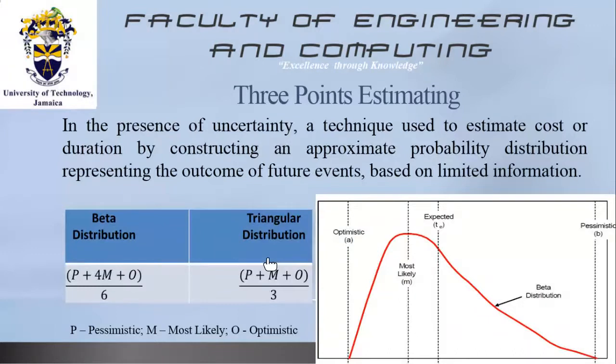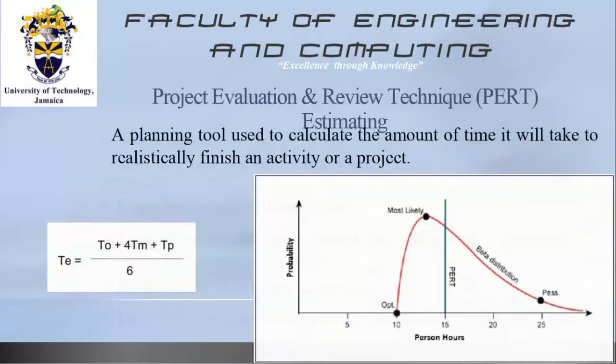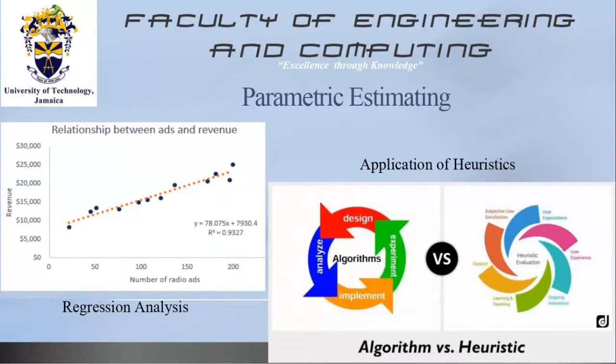So if you observe, it is your beta distribution formula that is being used to do the calculation for determining the most likely, but this is by way of calculation. So this is a guesstimate. This one is calculated using a formula table. So your text makes reference to PERT as an estimating technique. So it is important that you understand the genesis of it.